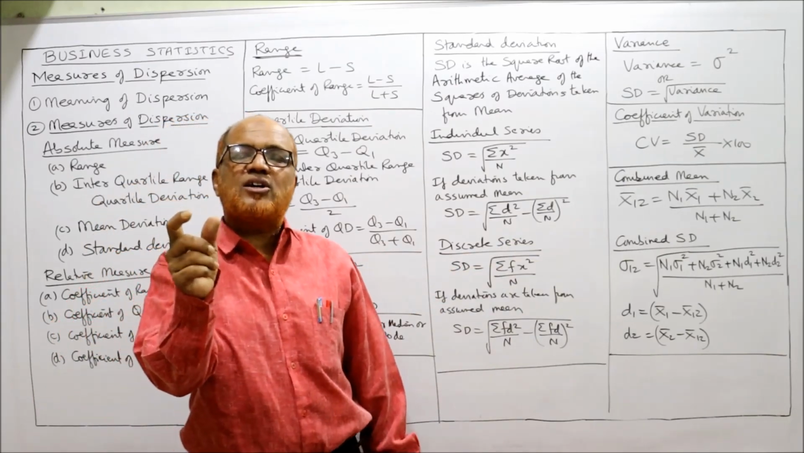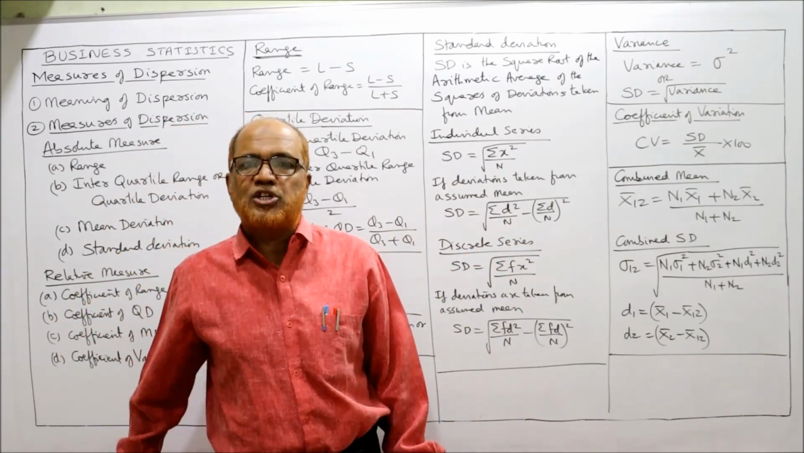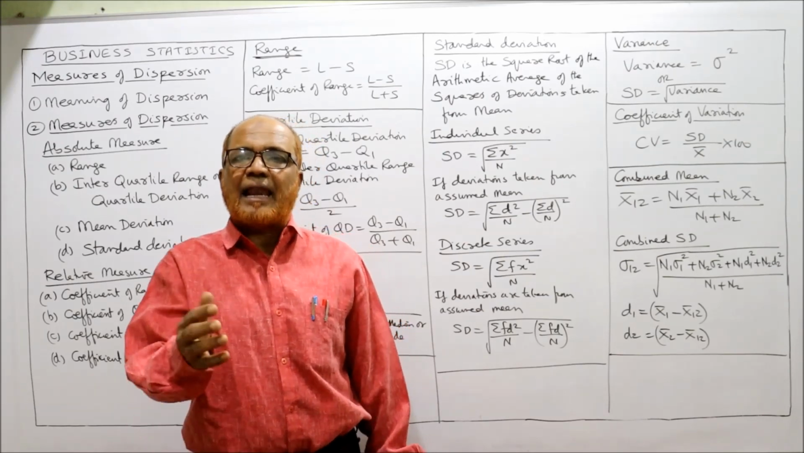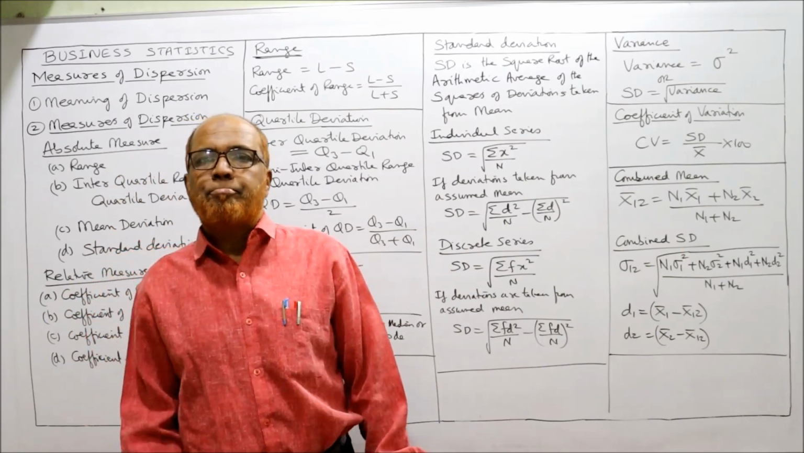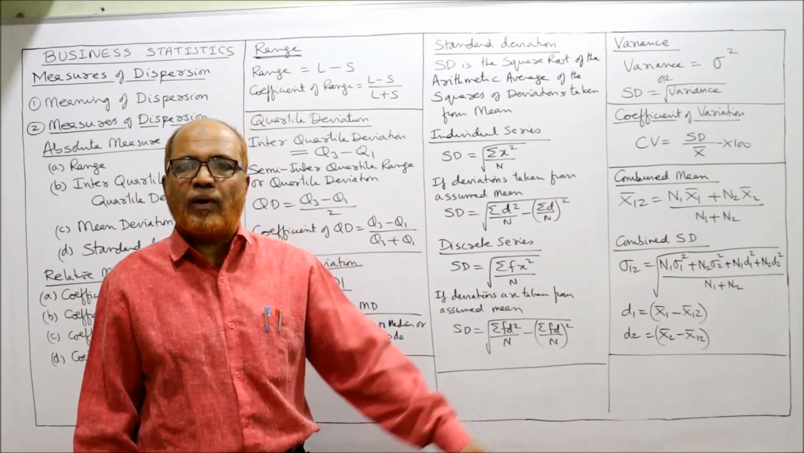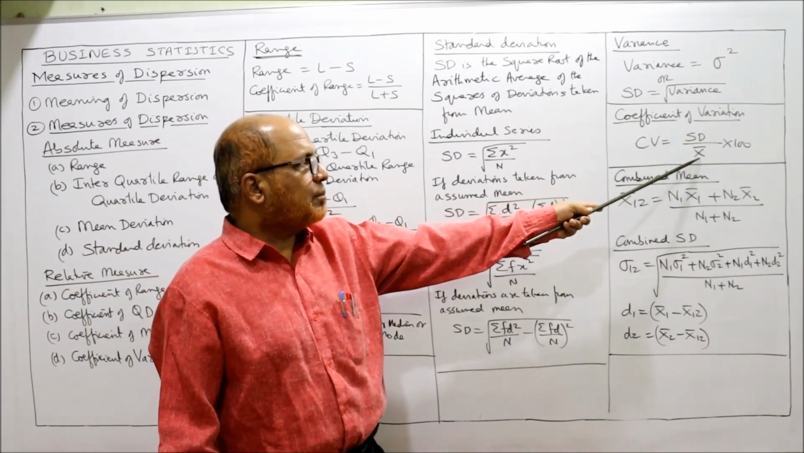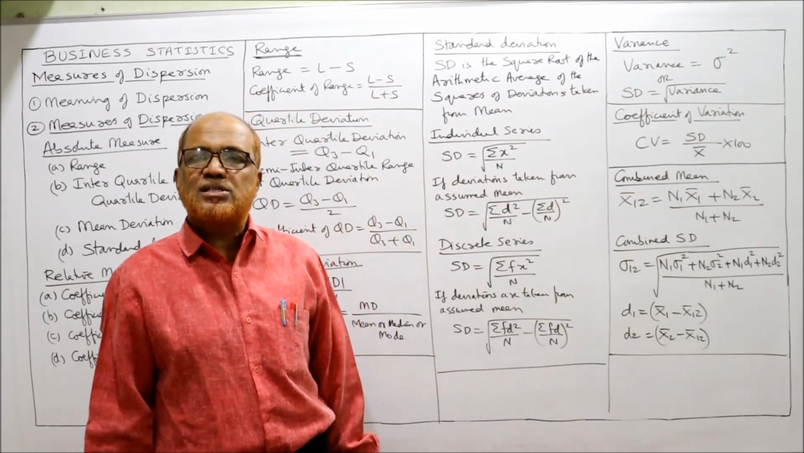Then coefficient of variation. The coefficient of variation is a relative measure of dispersion, where we calculate the percentage of standard deviation over mean. So standard deviation by mean into 100 will give you the CV.